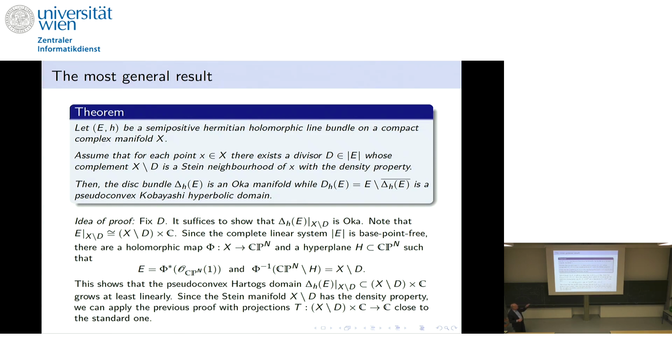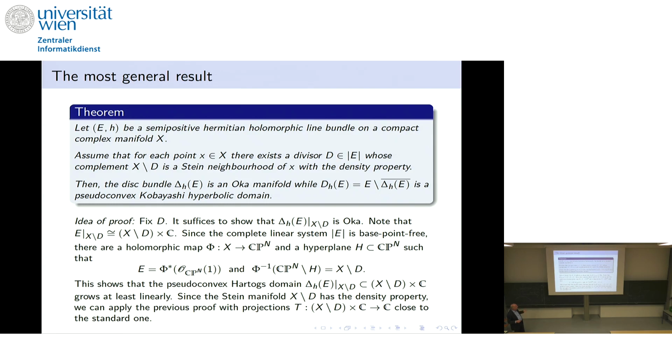Since the complete linear system is base point free, this means the intersection of these divisors is empty. There is such a map to projective space and a hyperplane in the projective space, so that E is actually the pullback of the hyperplane section bundle, and the inverse image of the complement of the hyperplane is exactly the complement of this divisor. So this shows that, in fact, this pseudo-convex Hartogs domain, just like in this picture, grows at least linearly, because I know what happens here. I have the hyperplane section bundle, and I simply pull it back.